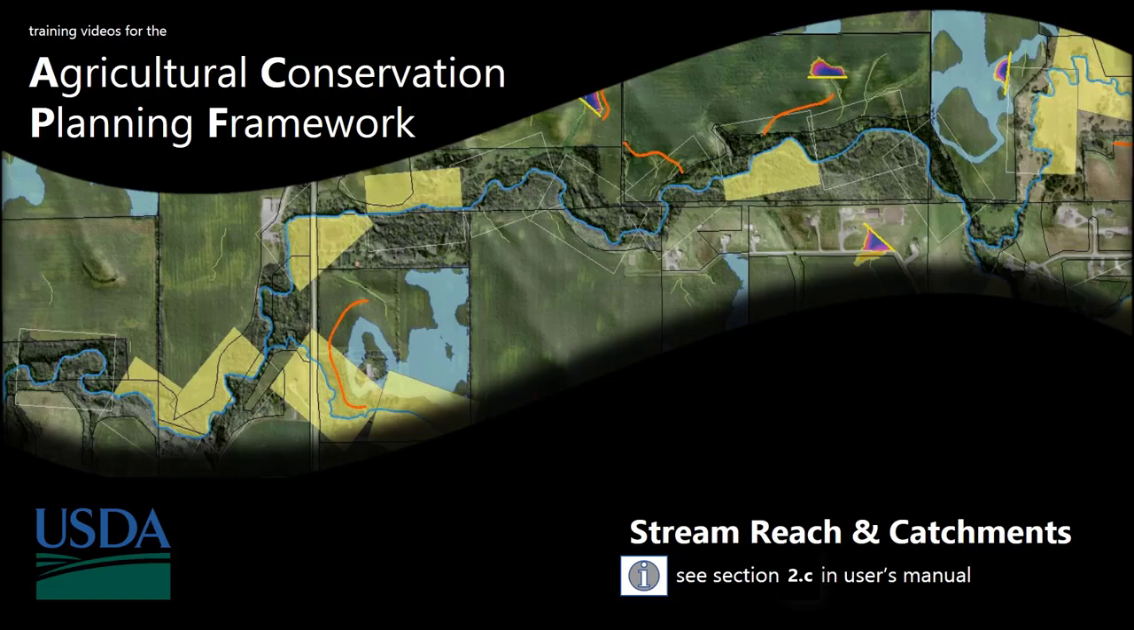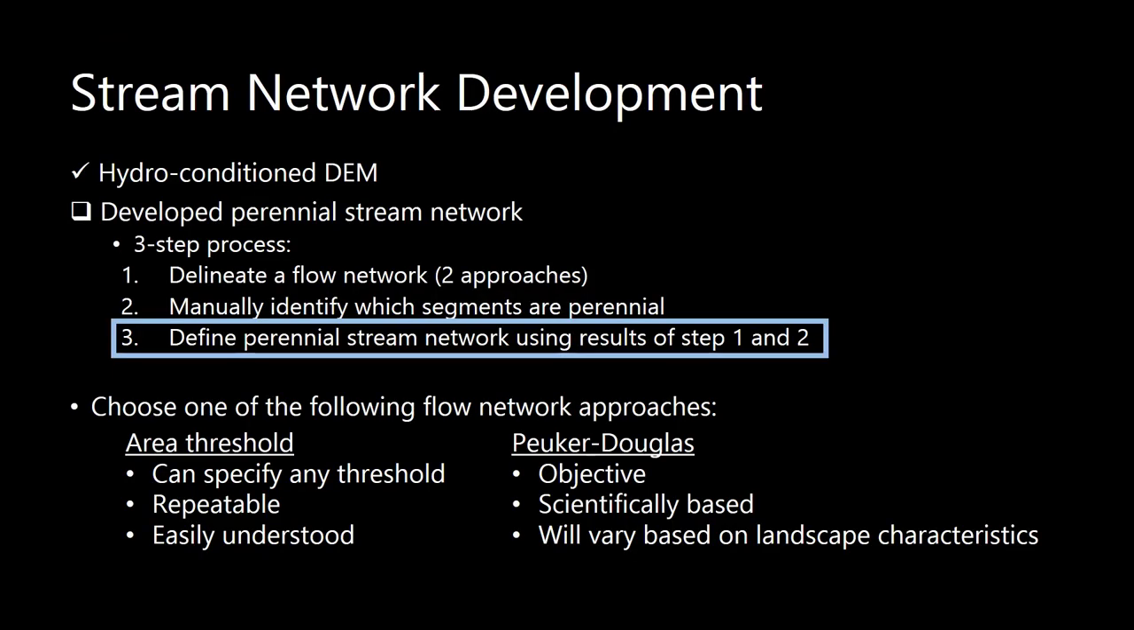In this video, we're going to go over the Stream Reach and Catchments tool. If you're on this third and final step of developing your perennial stream network, that means that you have delineated your flow network using either area threshold or the Peuker-Douglas method, and that you have manually populated the stream type field in either of those networks.